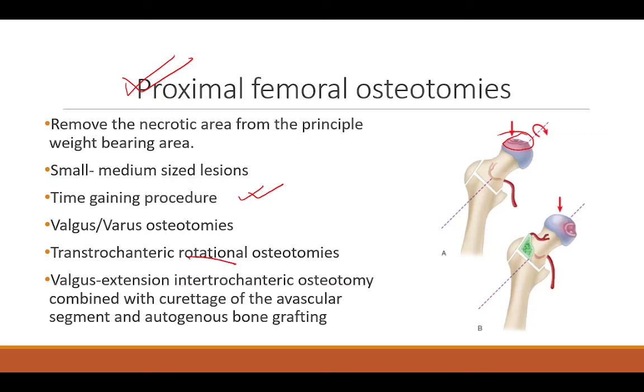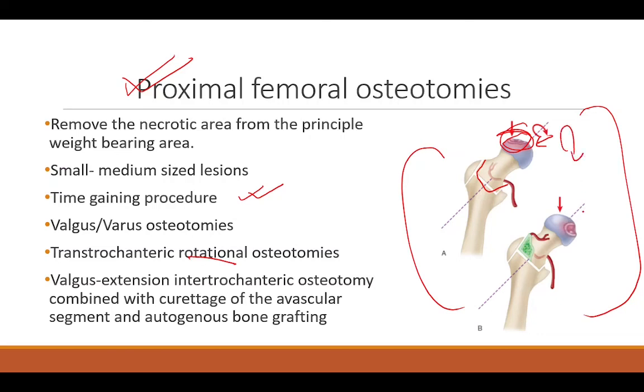This is an example of a rotational osteotomy in which you can see that the weight-bearing part is on the anterior-superior surface of the femur. After performing the osteotomy, we can see that we have rotated the osteotomized fragment so that the weight-bearing avascularized part is now below and a new weight-bearing part has been formed. This weight-bearing area has intact cartilage.